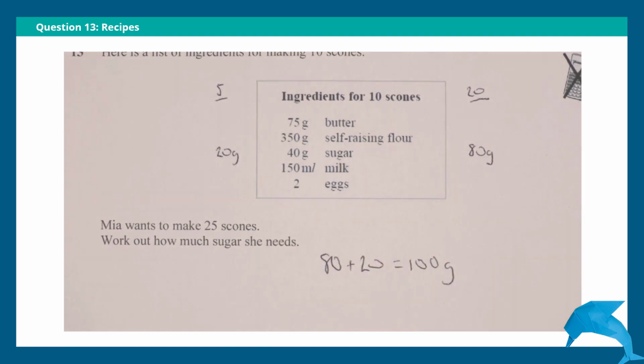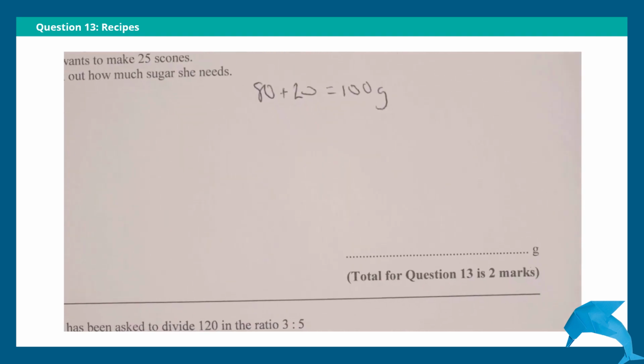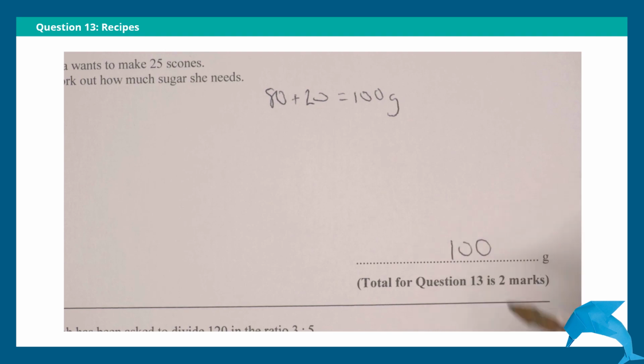Work out how much sugar Mia needs to make 25 scones. That's 100 grams. For 2 marks for question 13.